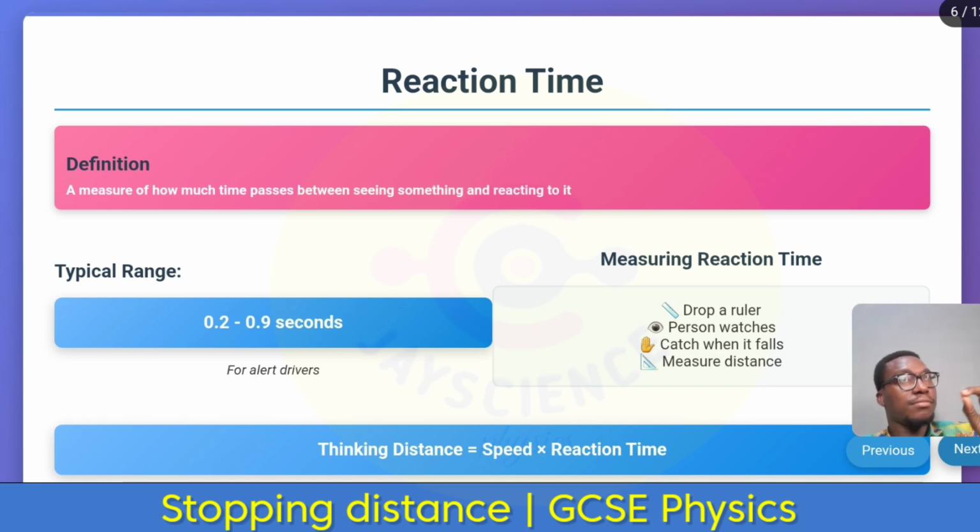So how do we measure reaction time? A measure of how much time passes between seeing something and reacting to it is called the reaction time.